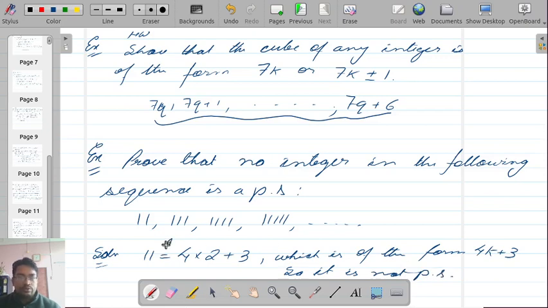Before starting you can write it something like that. We know any perfect square is of the form 4k or 4k plus 1. So here 11 is 4k plus 3, so it cannot be a perfect square.